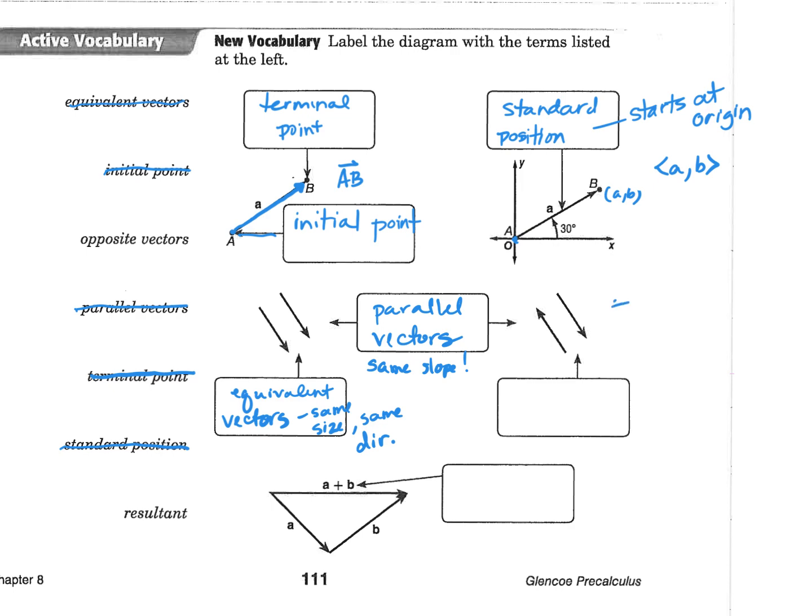Now, what happens if they're the same size but they're not the same direction, like this next pair over here? What do you suppose these guys are? Opposite vectors. In other words, they're going in exactly opposite direction. They are the same slope. They're opposite directions. So these are opposite vectors.